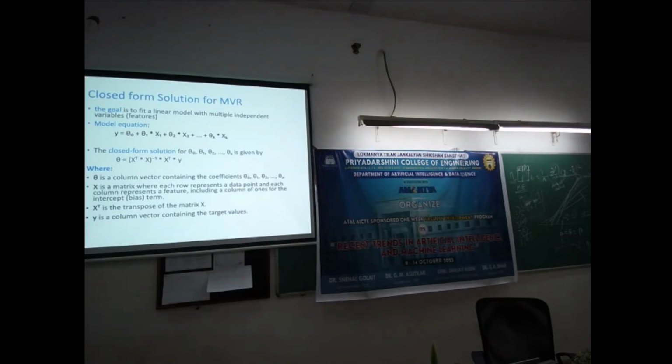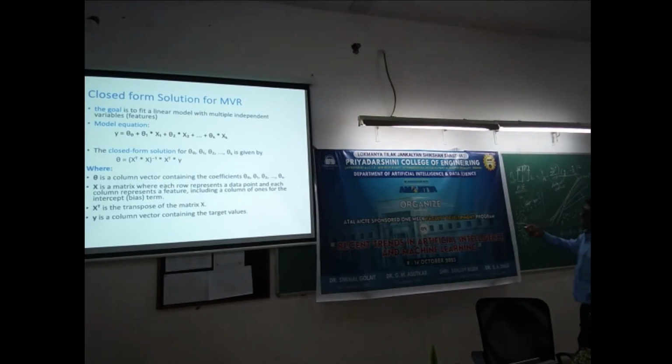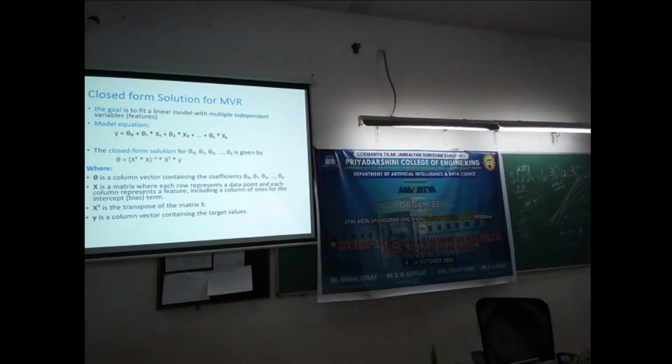In y equal to mx plus c, if you take a single x, how many parameters are there? 2 parameters. And if you take 2 variables, there will be 3 parameters, because one is your intercept. So for every input attribute you add, one more parameter is added in your model. If you are having k attributes, then you will have k plus 1 parameters. So the closed form solution for this is given by theta is equal to x transpose. So you now have a matrix X.